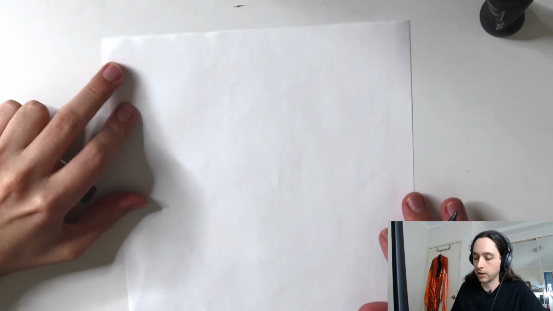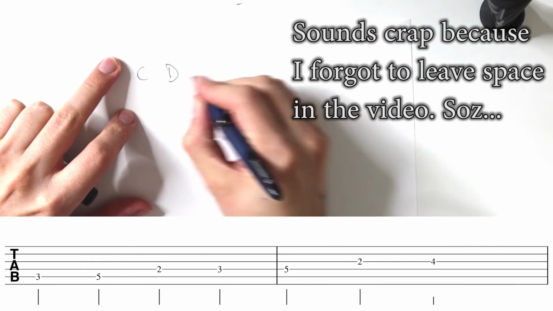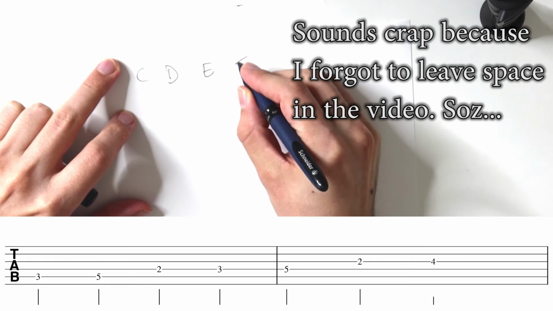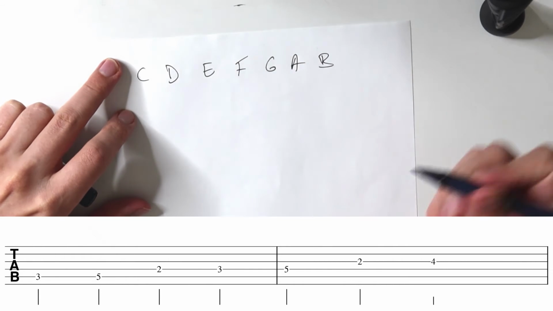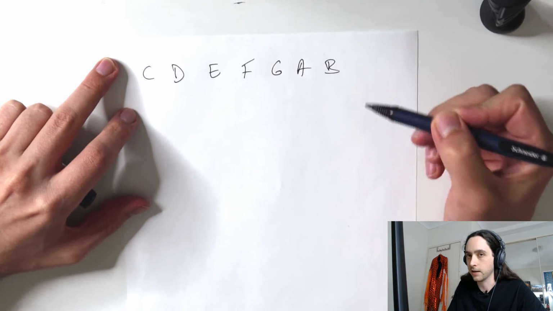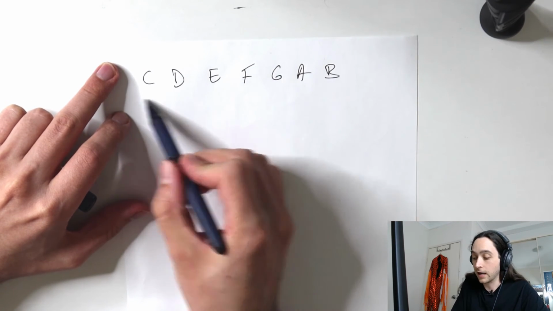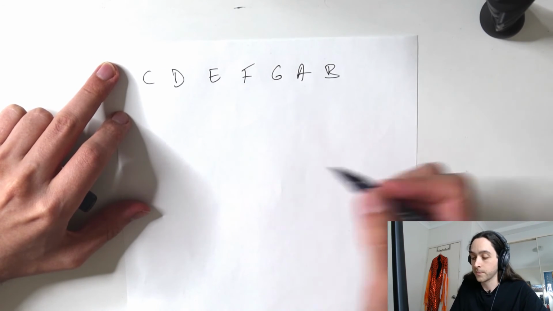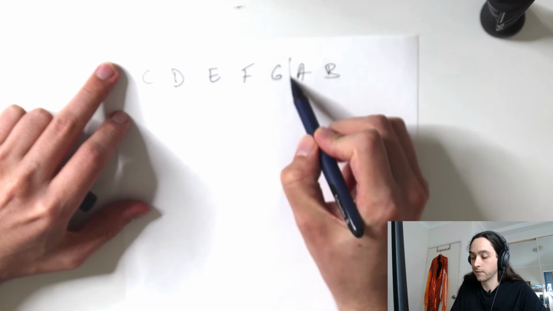So now we're going to look at the relative major for A minor. Okay, it's C major. I'm going to write it out and then I'm going to get you to guess why. C, D, E, F, G, A, B. Okay, now what is similar about this that exists in the A minor scale? The answer, for those who don't know, is that there are no sharps and flats in this either. So if we look at it, it is exactly the same scale starting from a different point.